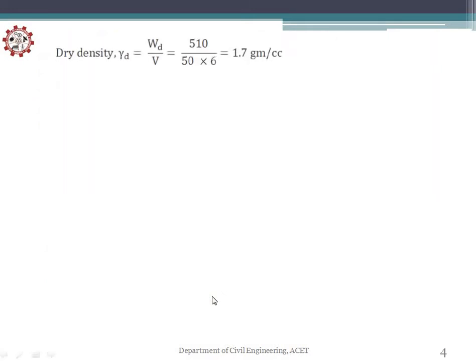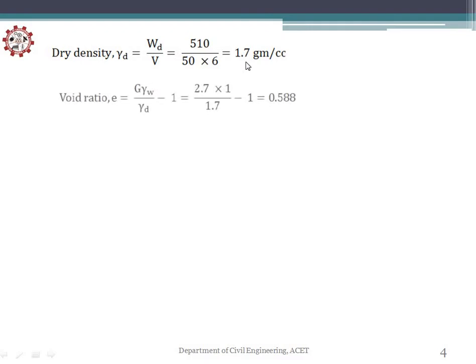Next we need to calculate the dry density. Dry density is calculated by dry weight upon volume. The dry weight, that is the oven drying weight, is given as 5110 grams, and volume is calculated by the area of the specimen into the length of the specimen. So 50 into 6 will give you 1.7 gram per cc.